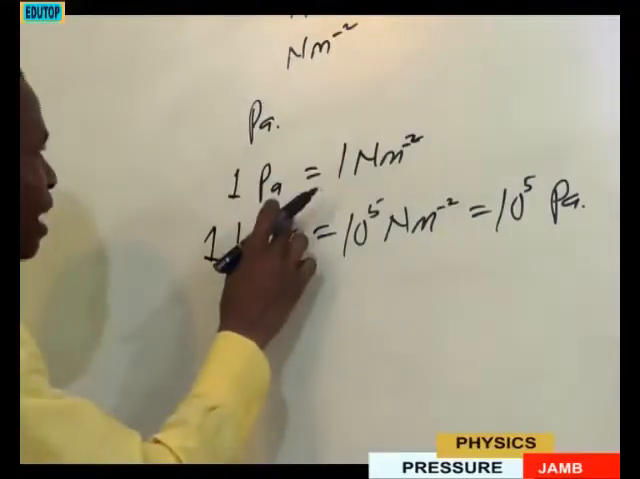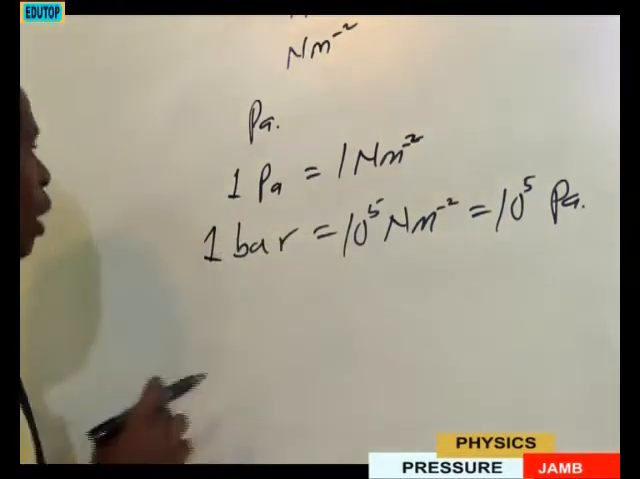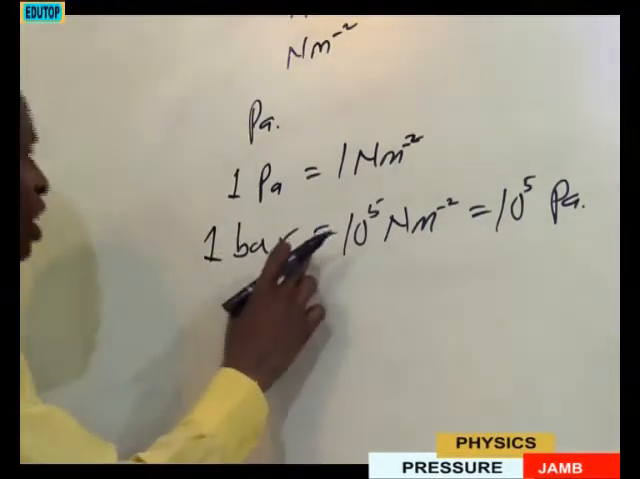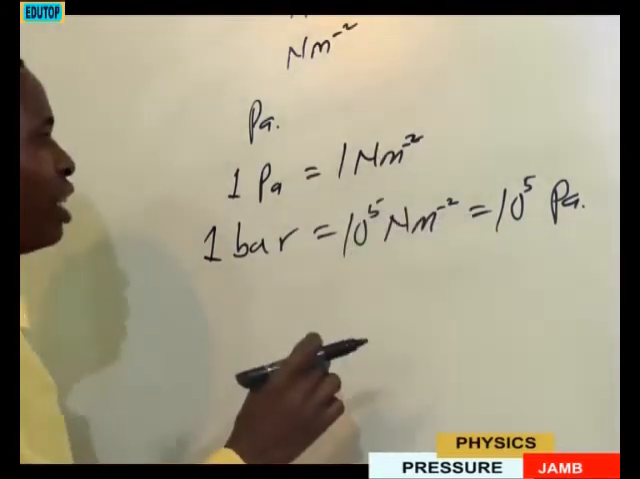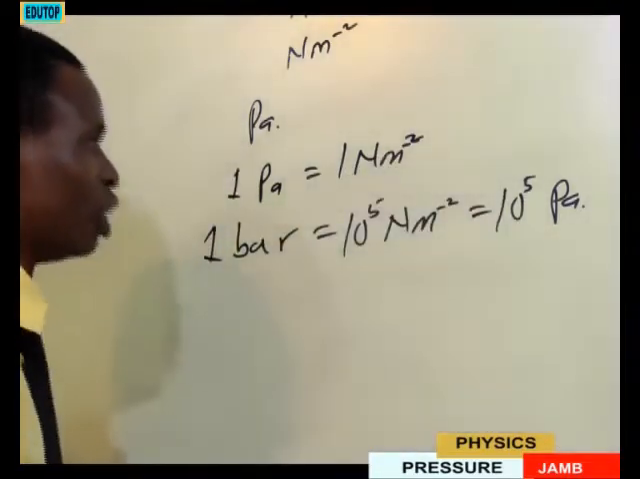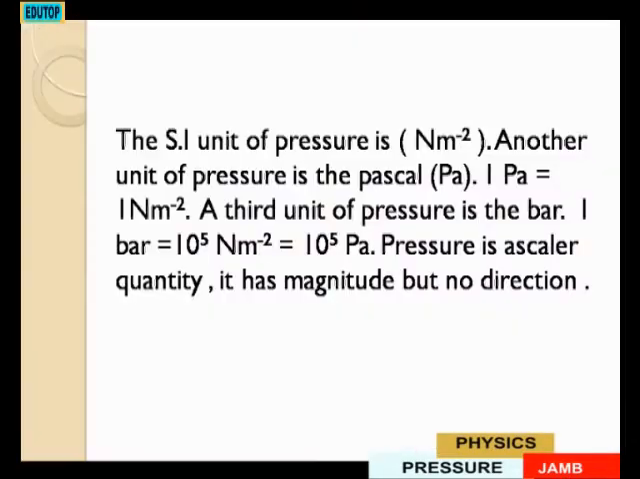Pascal. 1 Pascal is equivalent to 1 Newton per meter squared, and it is also measured in bar. 1 bar is equivalent to 10 to the power 5 Newton per meter squared, which is also equal to 10 to the power 5 Pascal. Pressure is a scalar quantity, that is, it has magnitude but no direction.